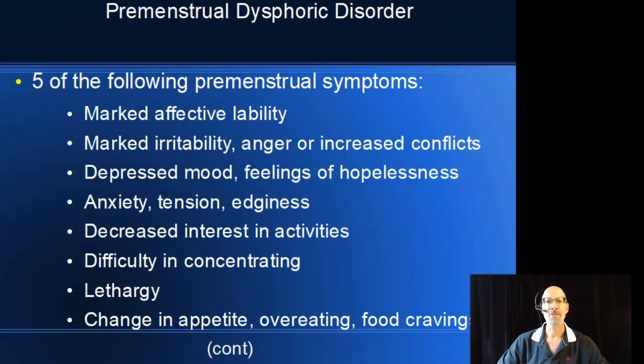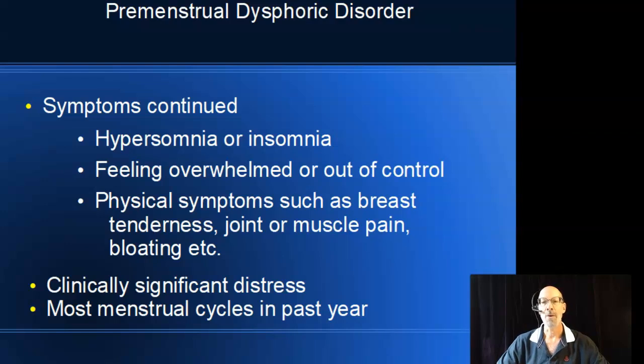Premenstrual dysphoric disorder, I'll just read through them. Five or more of the following premenstrual symptoms: marked affective lability, marked irritability, anger or increased conflicts, depressed mood, feelings of hopelessness, anxiety, tension, edginess, decreased interest in activities, difficulty in concentrating, lethargy, change in appetite, overeating, food cravings, hypersomnia or insomnia, feeling overwhelmed or out of control, physical symptoms such as breast tenderness, joint or muscle pain, bloating, etc.